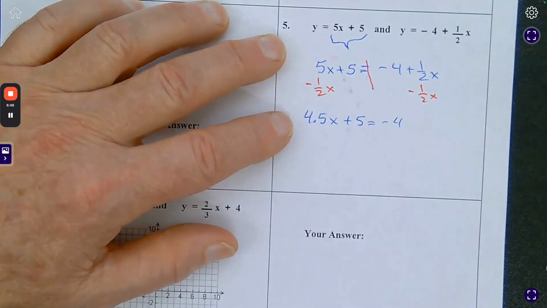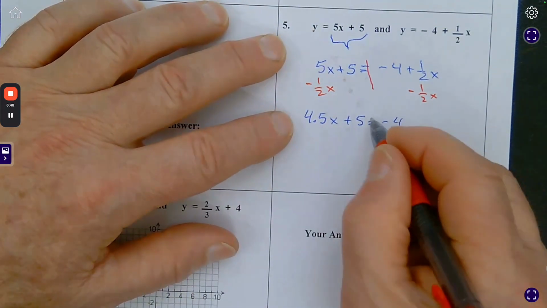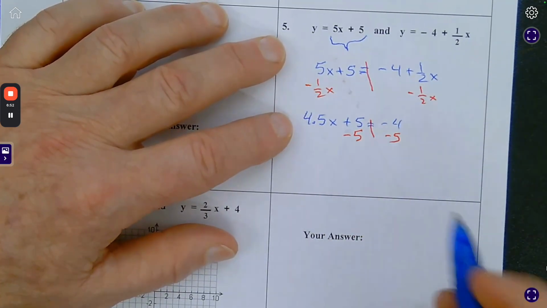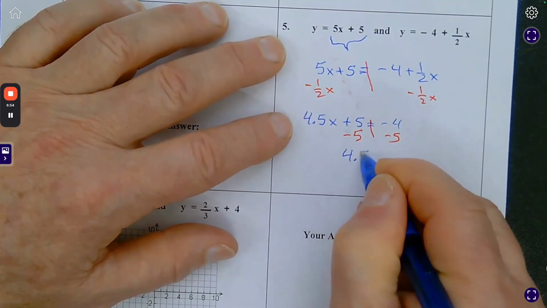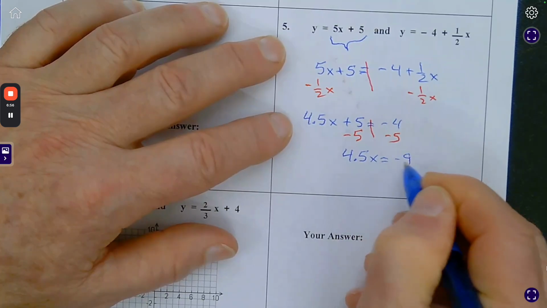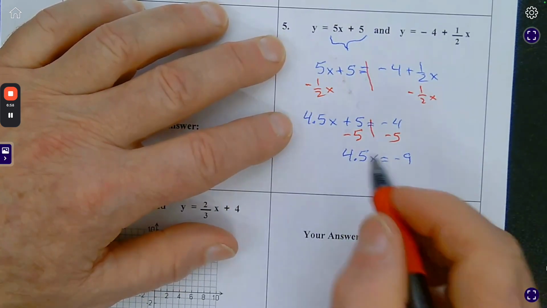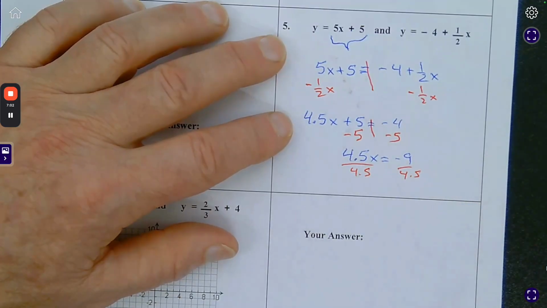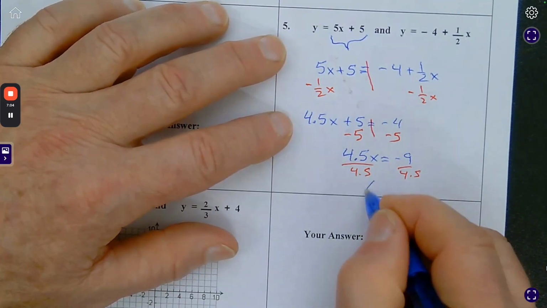Now I'm going to go ahead and inverse operation that plus 5 over. And I get 4.5x equals negative 9. Divide both sides by 4.5. And you get x equals negative 2.